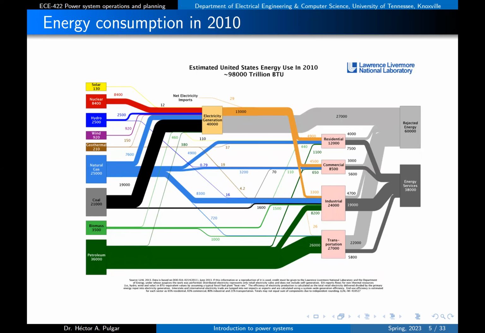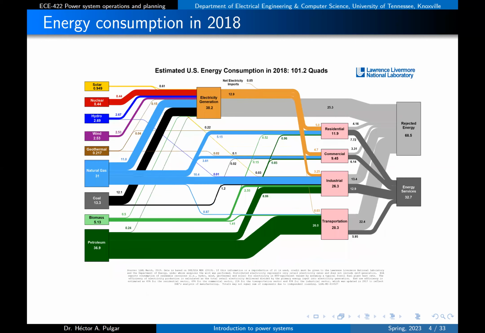Look, 2010. Coal there is around 50% of the total input in the power system. Always 50% was generated by coal power plants. So things have changed over the years. And maybe in 10 years more, this will be very different.